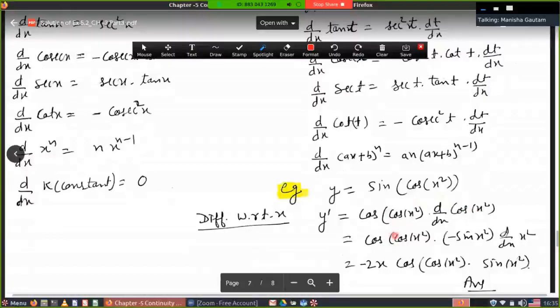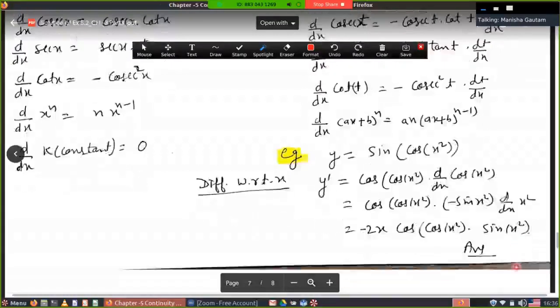Now first, cos x square as it is here. Now cos, again this is not x. Cos of t means minus sin t. T is not x, that's why d by dx of x square. This chain goes up until you get to x. The derivative of x square is 2x, and with the minus sign, it is minus 2x cos of cos x square into sin x square. This is the solution of the given function.